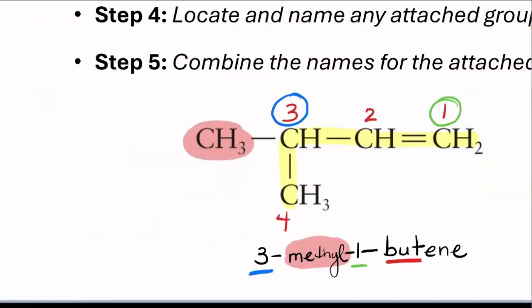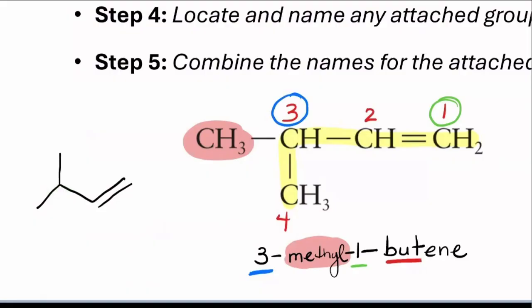If I draw the skeletal formula for 3-methyl-1-butene, what I see is that it says I have 4 carbons in a row. 1, 2, 3, 4. Between carbons 1 and 2, I have a double bond. And because at position 3 my vertex is pointing up, the methyl will also point up. So this is where I write my methyl group.